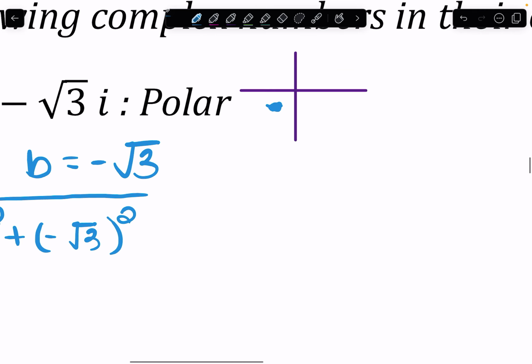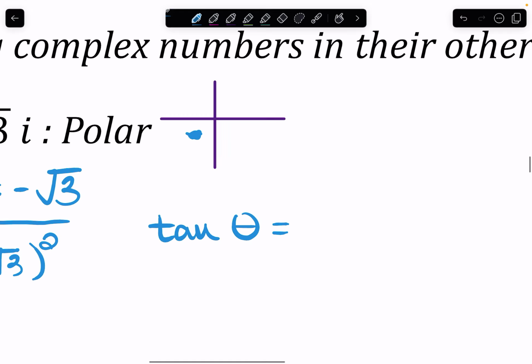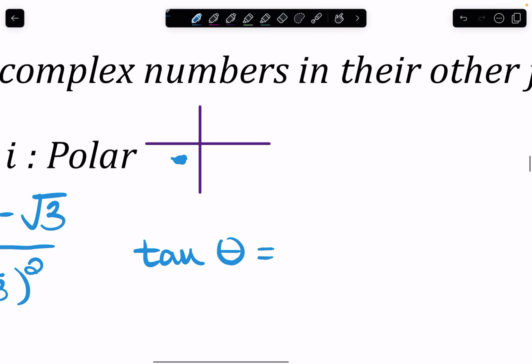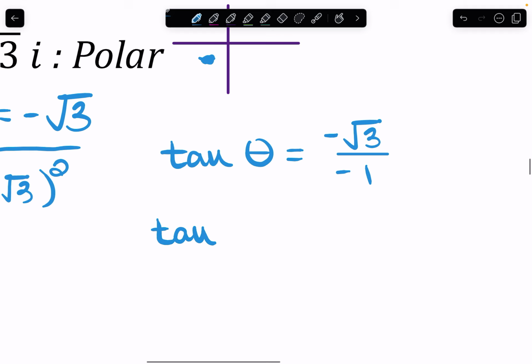All right, so the angle. Tangent of theta is the ratio of b over a, y over x. So imaginary over horizontal, because the imaginary is taking the place of the y-axis. So negative square root of 3 over negative 1. So that means tangent of theta, double negative makes positive.